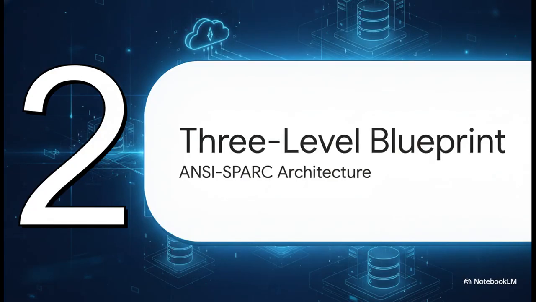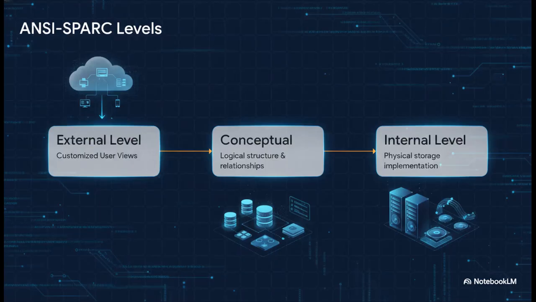Moving on to Section 2, the 3-level blueprint, ANSI-SPARC. Now, what's really fascinating here is how we separate the user's experience from the physical hardware using this specific 3-layered model. It acts as a massive organizational translator. Up at the top, we've got the external level. This is the fast, customized view for the end user. It completely hides irrelevant data and only shows them what they're actually authorized to see.